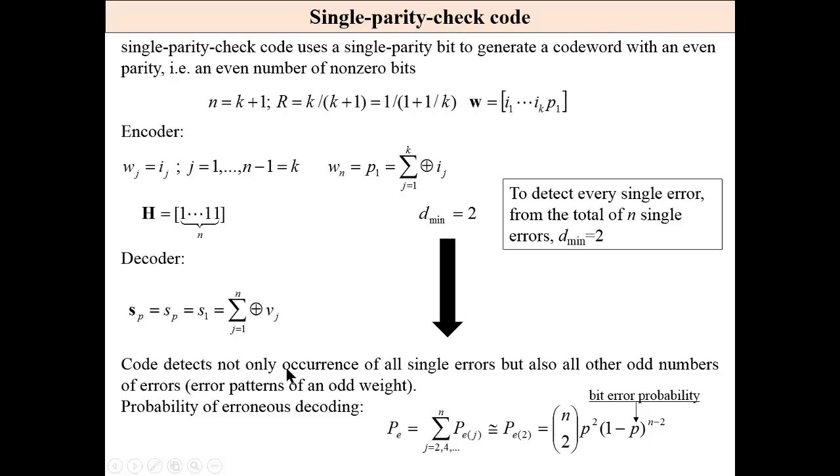The code detects not only the occurrence of single errors, but also all other odd numbers of errors, triple errors, for example. The probability of erroneous decoding is the probability of double errors plus the probability of quadruple errors, which is much less than the probability of double errors, and we may say that the probability of erroneous decoding is the probability of double errors.